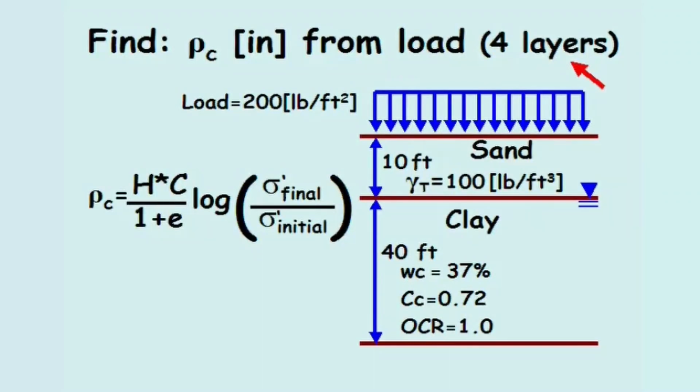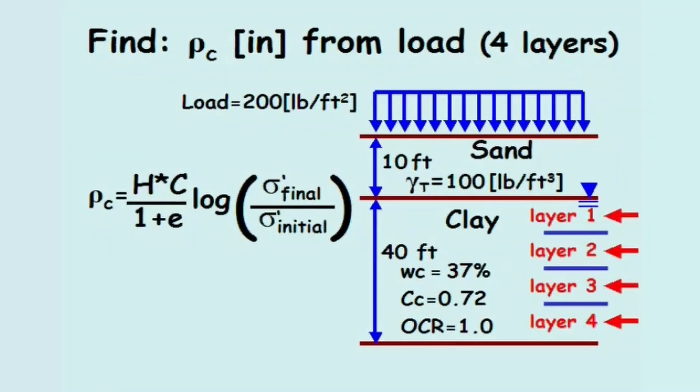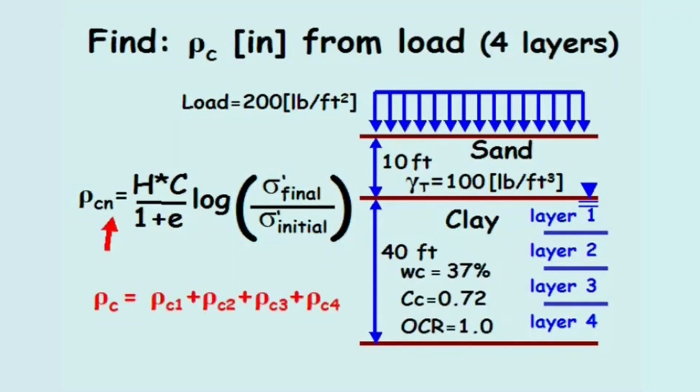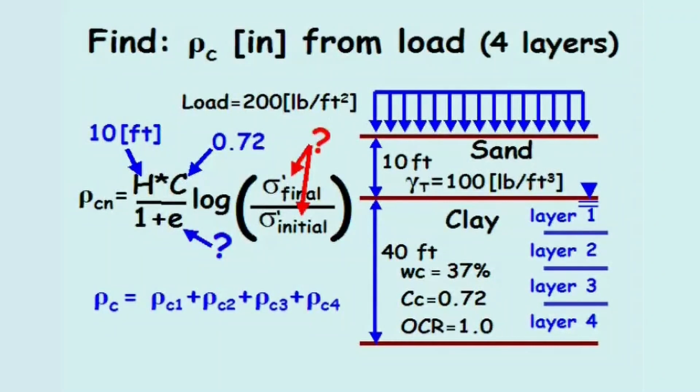The problem states to evaluate the consolidation in 4 layers, so we evaluate 4 equally thick 10-foot layers of clay. Rather than evaluate the settlement from 1 layer, we'll evaluate the settlement from n separate layers, where, in this case, n equals 4, 1 for each layer. The height of each layer is 10 feet, and the compression index is 0.72, but we don't yet know the initial void ratio of the clay layer, nor do we know the initial or final vertical effective stresses.